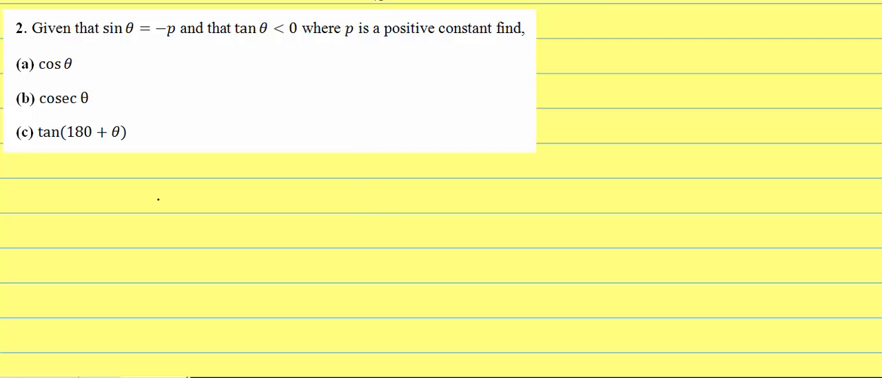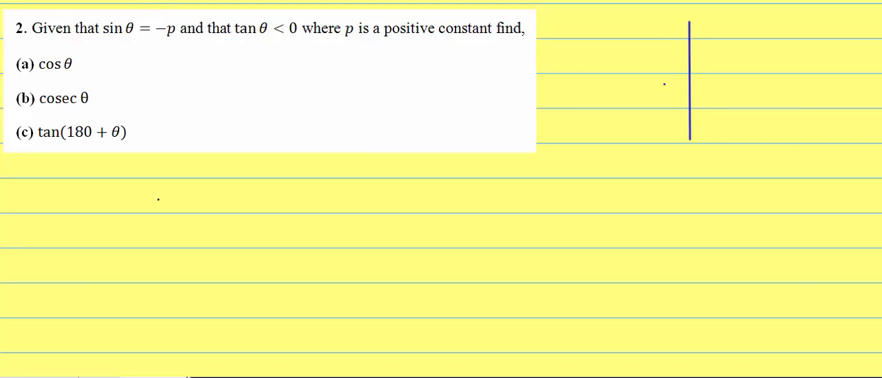Okay, welcome back. I hope that you had some success in this question. Let's get to it. It says, given that sine theta is equal to minus p and that tan theta is less than 0, where p is a positive constant, find a cos theta, b cosec theta, and c tan of 180 plus theta. Now, before we attempt these, we will need to identify in which quadrant theta is going to lie. And we're going to do that by making use of our cos diagram.